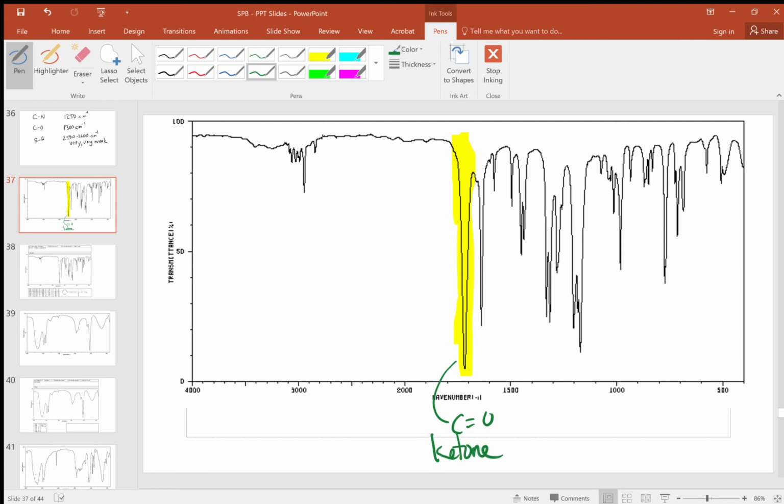We know it's not an aldehyde, because if it was an aldehyde, we'd see those two peaks around 2800, and those clearly aren't there. But we do definitely see the carbonyl peak. And then next to it, just above 1600, it's a weaker peak, more medium intensity. Looks like an alkene.